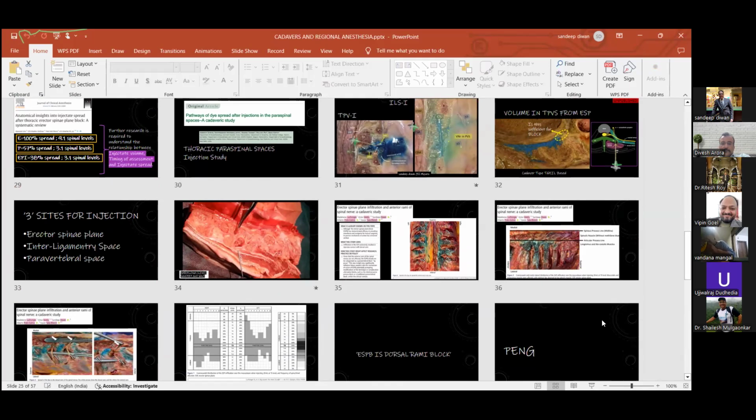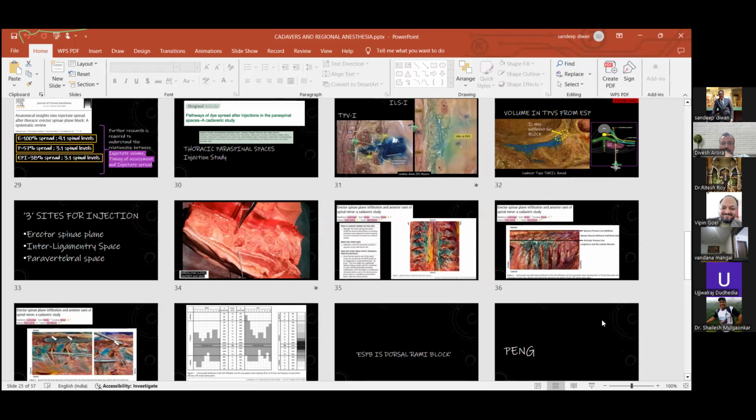So many things matter. The spontaneous ventilation, the vascular pulsations, all these things matter when you have these findings. So when you do a cadaveric study, not everything can be extrapolated to the clinical study. I agree with this. We have ESP for the breast surgery, ESP for the cardiac surgery, ESP for the abdominal surgeries.